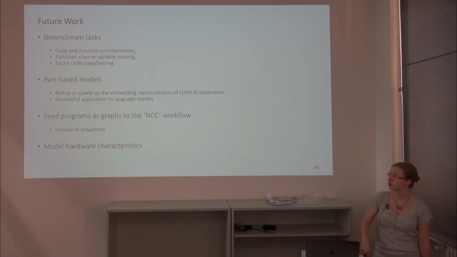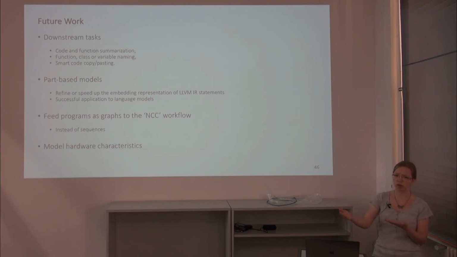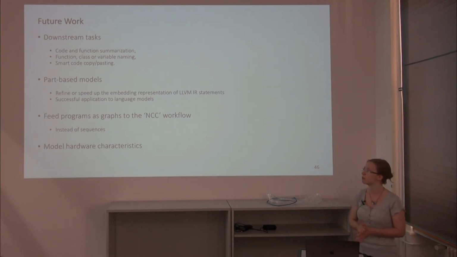Another idea would be to go towards part-based models. So part-based models have been tried in the world of Word2Vec, and the intuition behind it is that there are words that are composed. I think, for example, of happy and happily. If I know something about happy, then I might also know something about what the word happily means. And since LLVM IR has such a regular structure, there might be something to gain from chopping up statements in different parts and using part-based models.